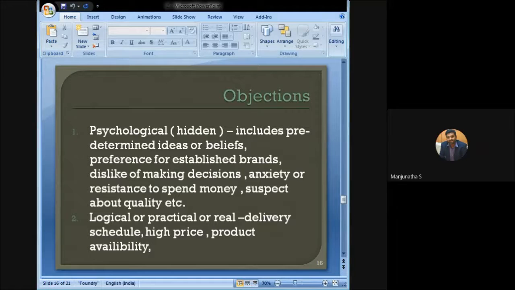And also, sorry, psychological objections. The second one is logical, practical, or real objections, about delivery, about schedule, about price. It may be a high price or a low price. It may be product availability, the dates of product availability, delivery of the product. So all these logical, practical, or real objections may arise with the customers.